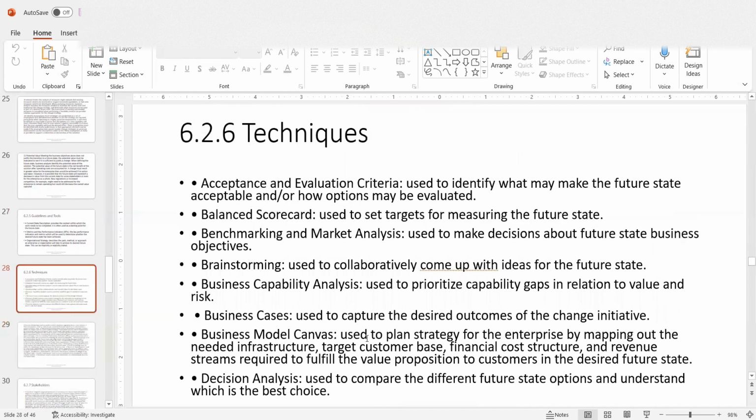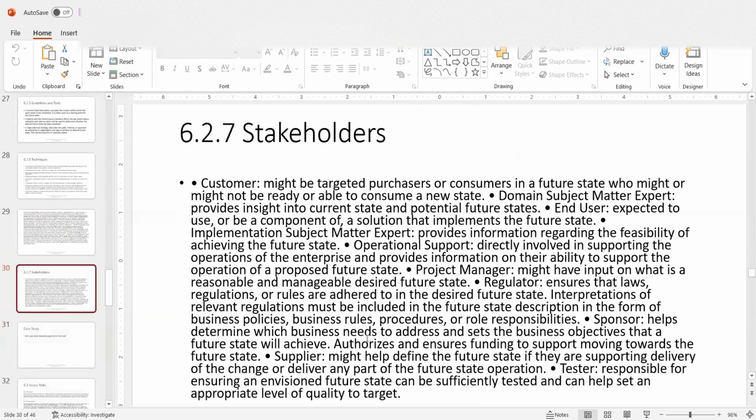I'm not going to go through each and every technique, but there are numerous techniques here. Some of them are the acceptance and evaluation criteria, a balanced scorecard, which is used to set targets for measuring the future state, benchmarking and market analysis, brainstorming, business capability analysis, and so on and so forth. Some of the stakeholders are your customer, your domain subject matter expert, your end user, your implementation subject matter expert, your operational support, your project manager, regulator, sponsor, supplier, and tester. So basically, all sorts of stakeholders are involved over here.